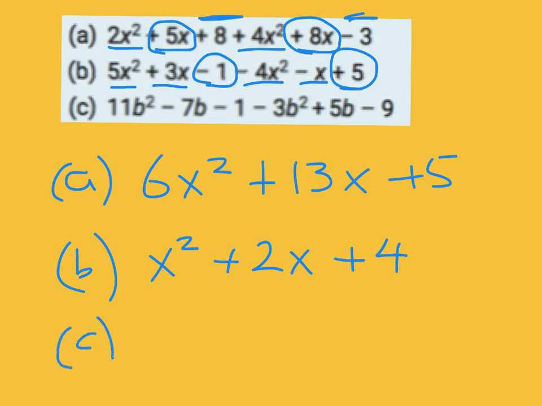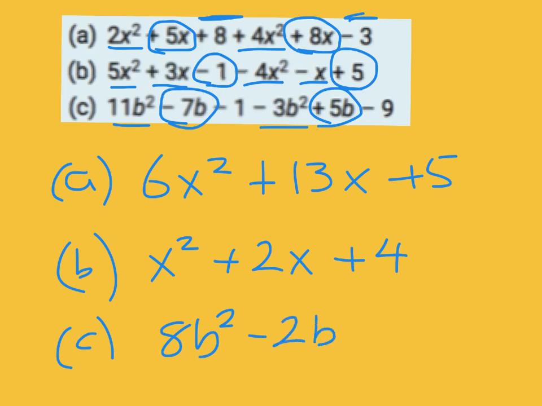And then finally for C, we have 11b squared minus 3b squared. So 11 minus 3 gives me 8b squared. Then we have minus 7b plus 5b. So minus 7 plus 5 gives me minus 2b. And then the final part here we have minus 1 minus 9. That gives me minus 10. So check your answers on these, correct them if they're incorrect, and message me on Skillogy if you're not sure.